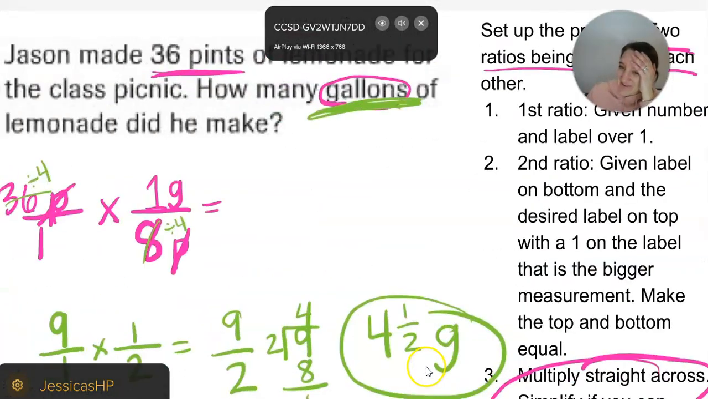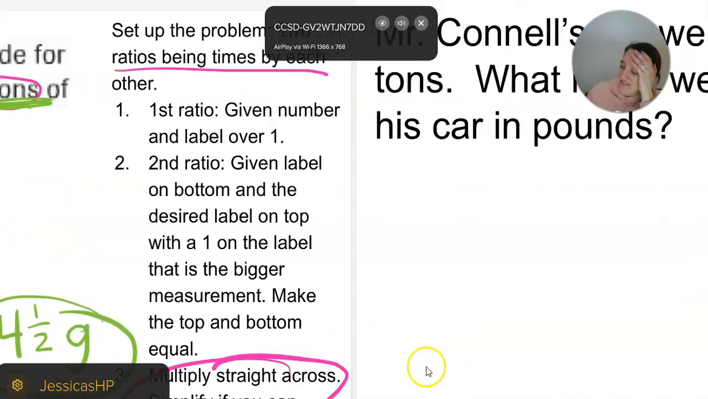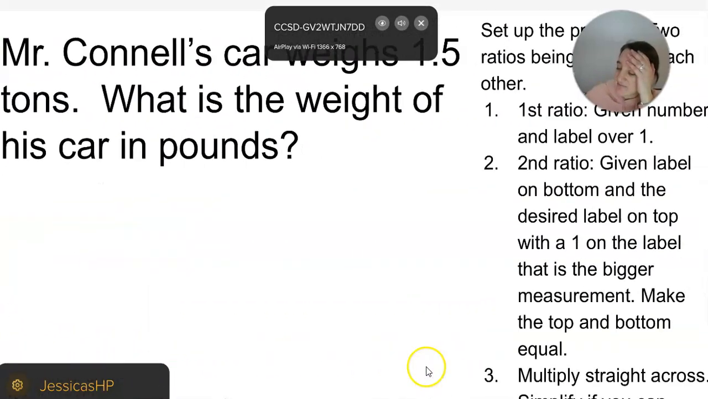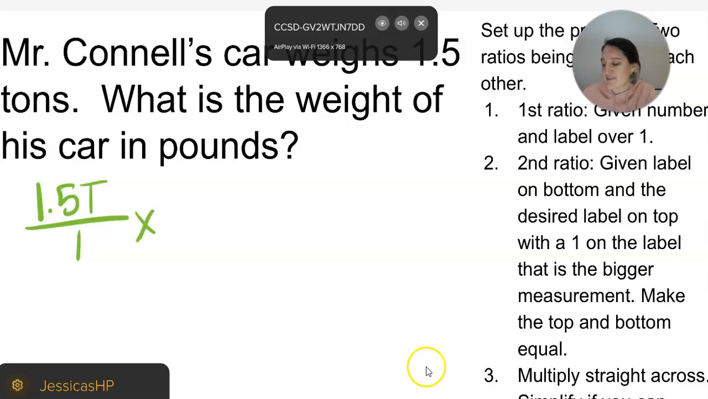Okay, are you able to do that one on your own? All right, pause the video and see if you can do this one. Mr. O'Connell's car weighs 1.5 tons. Put it over 1. Our second ratio, we're going to put tons on the bottom. And what is the weight of his car in pounds? I'm going to put pounds on top. Now, a ton is definitely bigger than a pound, so it gets the number 1. And there are 2,000 pounds in a ton.